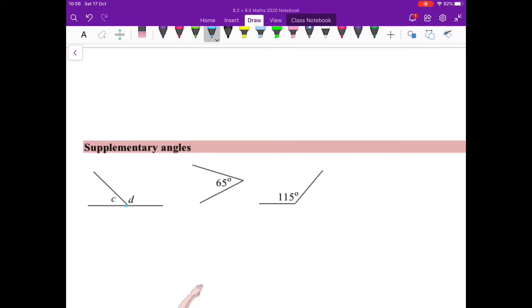These are adjacent supplementary angles because they share a common vertex and a common arm. And if I add that angle and that angle, I will get 180 degrees. So supplementary angles add up to 180 degrees. These are supplementary angles, but they are not adjacent.